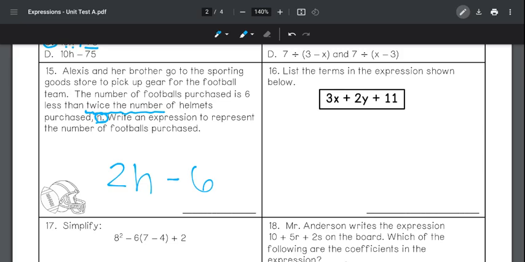Number 16, list the terms in the expression shown below: 3x plus 2y plus 11. This is just asking, what are all of the pieces that make up this problem? The pieces are 3x, 2y, and 11.